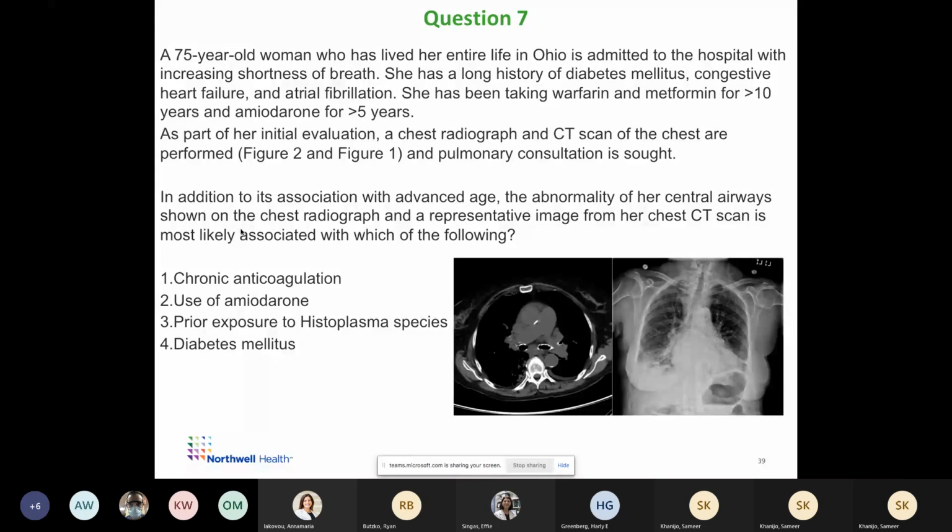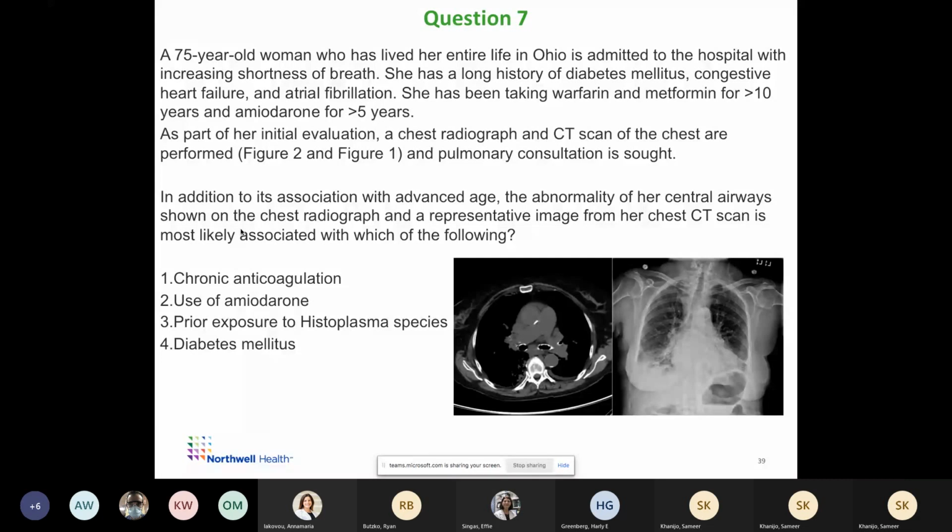As part of her initial evaluation, a chest radiograph and CT scan of the chest are performed, and a pulmonary consultation is sought. In addition to its association with advanced age, the abnormality of her central airways shown on the chest radiograph in a representative image from her chest CT scan is most likely associated with which of the following?